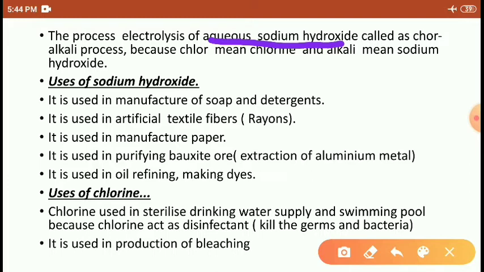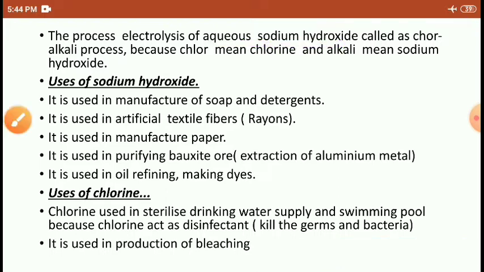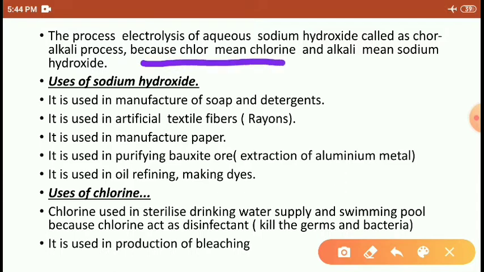Right, students? Electrolysis of sodium chloride to form chlorine gas and the alkali sodium hydroxide is called the chlor-alkali process. Because chlor means chlorine and alkali means sodium hydroxide. Formation of chlorine and formation of sodium hydroxide is called the chlor-alkali process. Understood, students? Okay. Uses of sodium hydroxide.